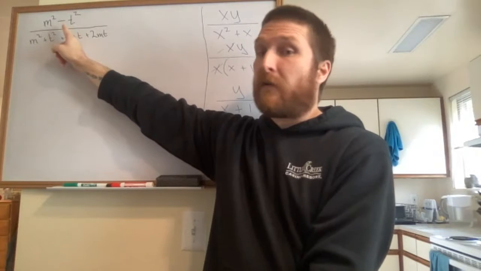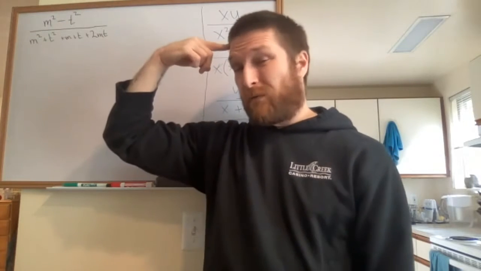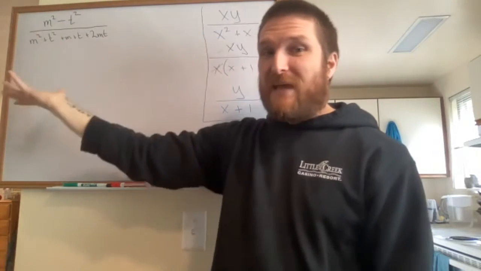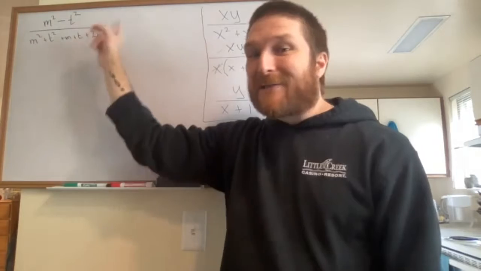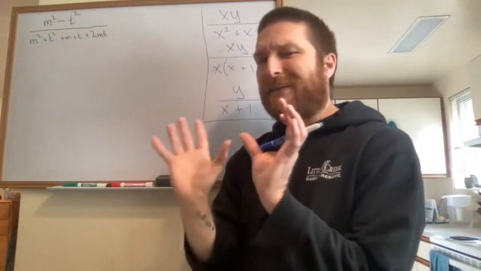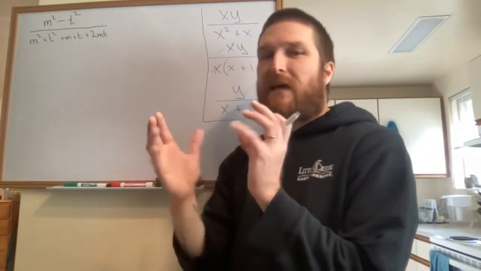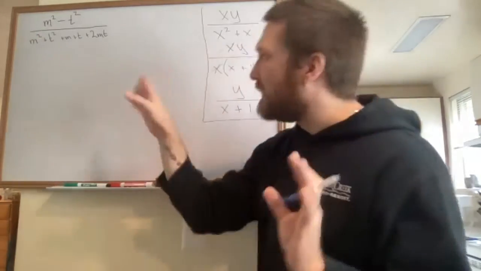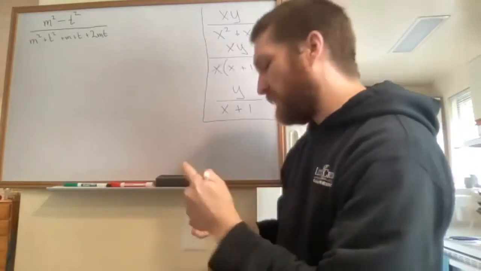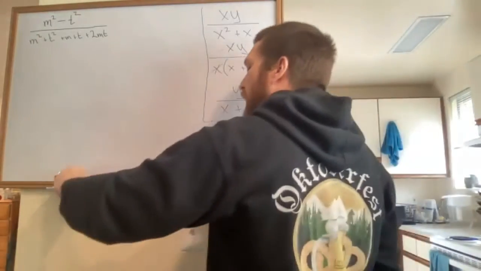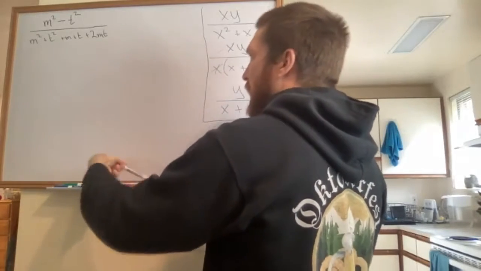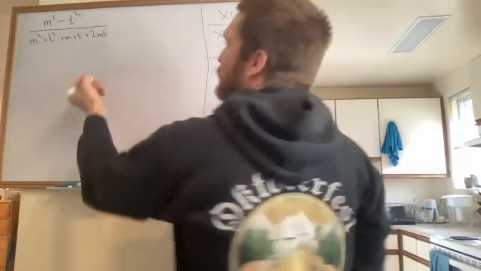It just jumps right out at me. So I'm going to think, well, as it stands right now, I can't just cancel anything. I have to have a product at least on the top in order to cancel stuff. And so that's what goes through my head. And so now I'm thinking, okay, well, why don't I rewrite the numerator in its factored form?